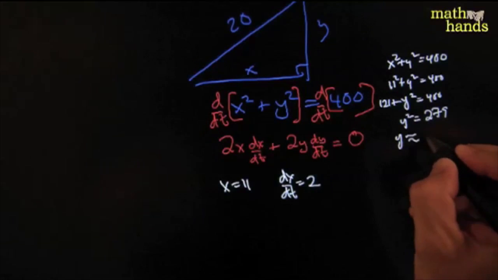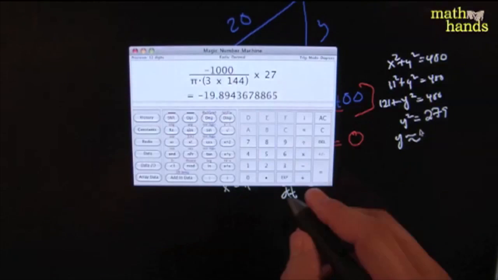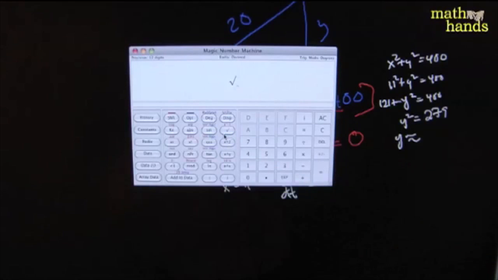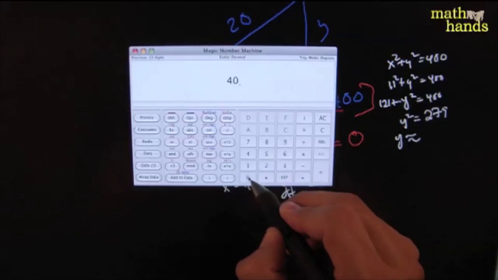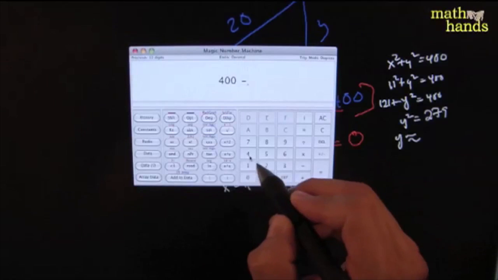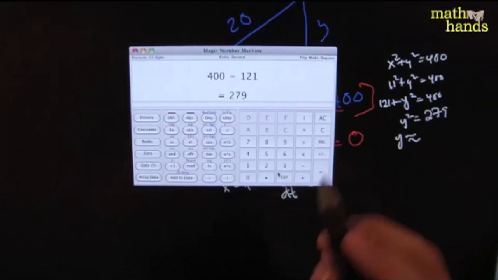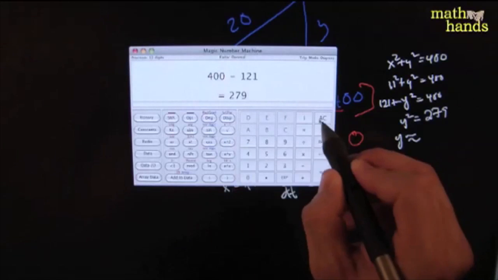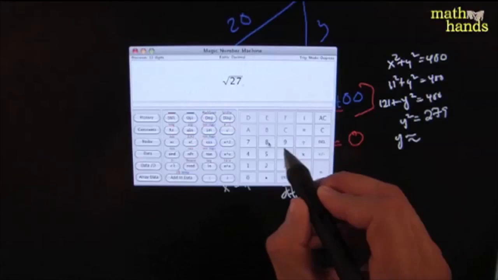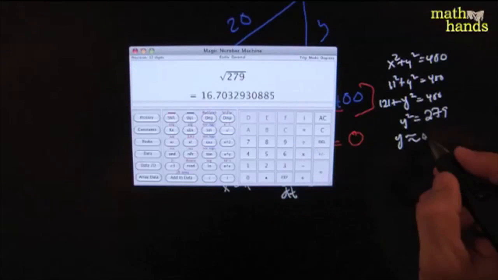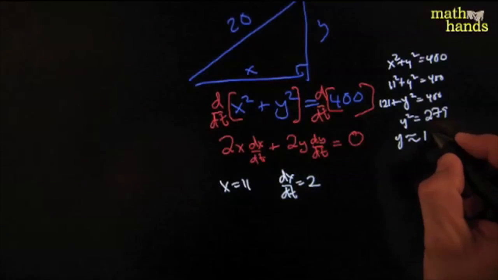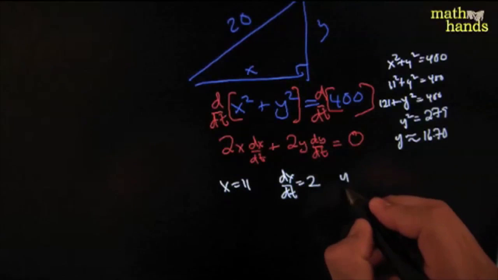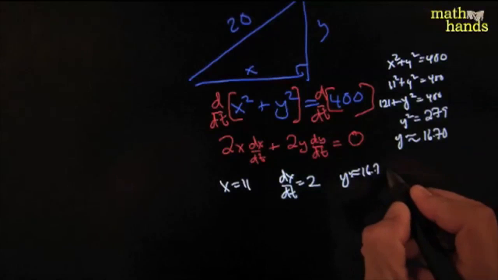So y is approximately, well, let's pull out our little magic number machine. Let's do the square root of, by the way, let's check that I did that right. 400 minus 121. I don't know why I checked myself. Anyways, got to do the square root of 279. That's approximately 16.70. That goes in there. So y is approximately 16.70.